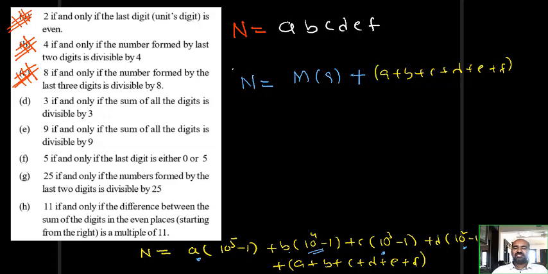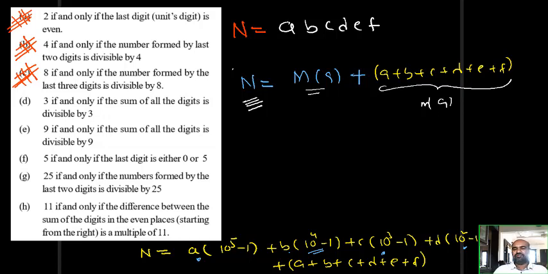Now when n is divisible by 9, that is the interesting thing. Already this is a multiple of 9. If this is also a multiple of 9, then the total number is a multiple of 9. Means n is divisible by 9. So what is this? Sum of the digits of the given number. Here a plus b plus c plus d plus e plus f means the sum of the digits of the given number. What this theorem is saying is that if the sum of the digits of a given number is a multiple of 9, automatically the given number is a multiple of 9.